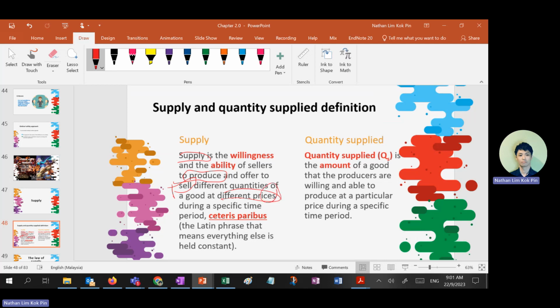So different prices, it's plural. Quantities, plural. Means this is a curve or a point? Supply is a curve or a point? Oh, got people answering already. Lucky you, the rest. It's a curve. Then quantity supplied is one amount only. It's a price, so it's singular versus plural. Singular. So quantity supplied is a point, right?